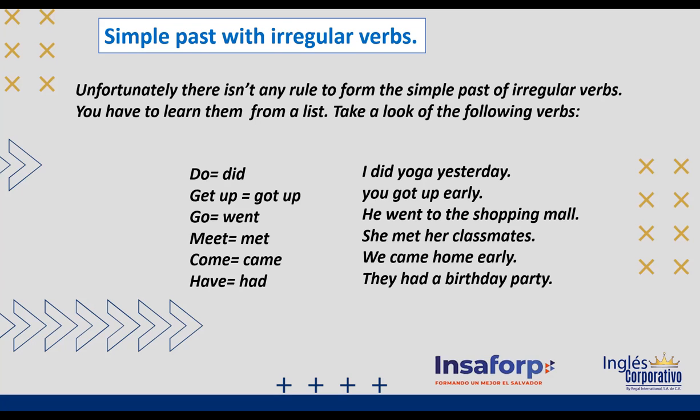What is the sentence that means tú te levantaste temprano? You got up early. Okay, excellent. In the sentence, él fue al centro comercial. He went to the shopping mall. Excellent. Very good. And the last ones, there are two other sentences. The next one, ella conoció a sus compañeros de clase. She met her classmate. And the last one, ellos tuvieron una fiesta de cumpleaños. They had a birthday party. Excellent.